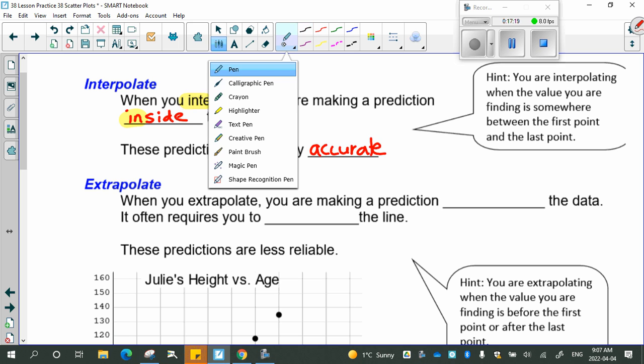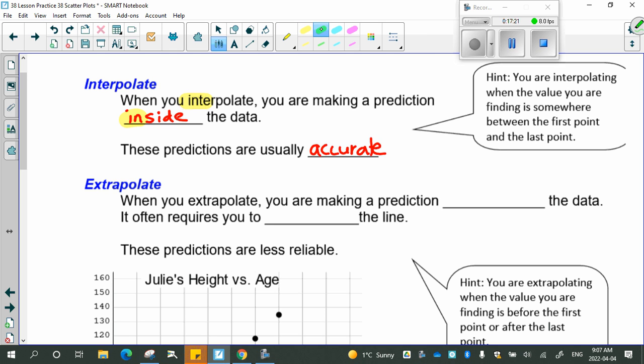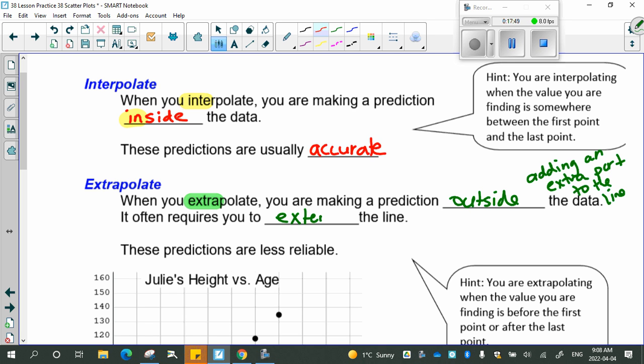Extrapolate. So the word extra is in extrapolate. You're making a prediction outside the data, like you're adding on an extra part to the line. And it often requires you to extend the line. Extrapolate, extend.